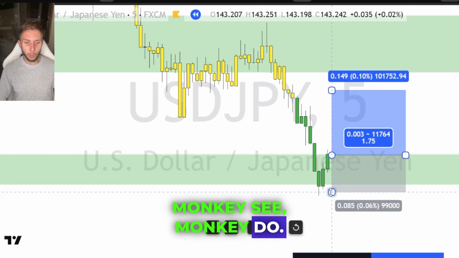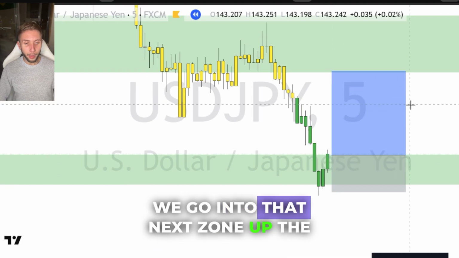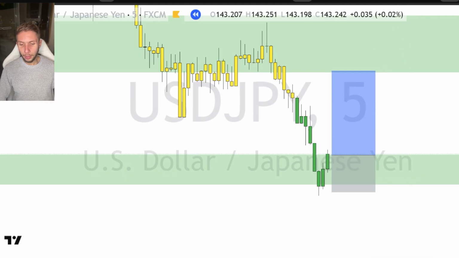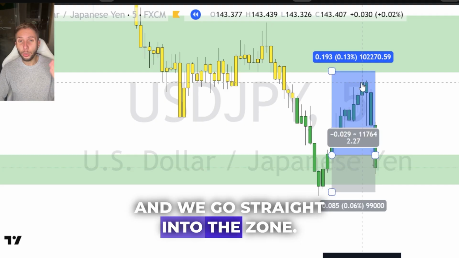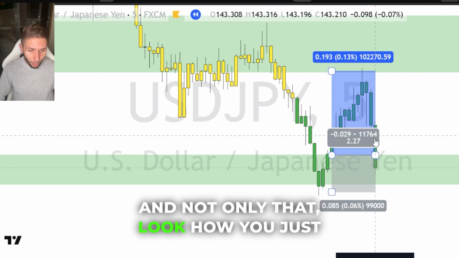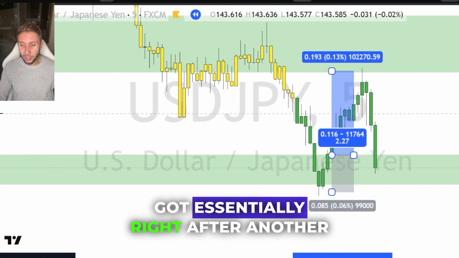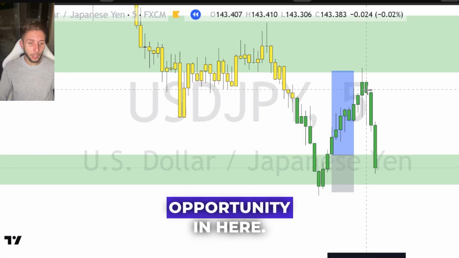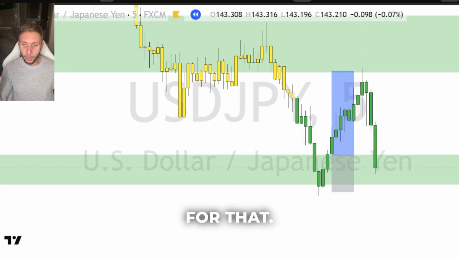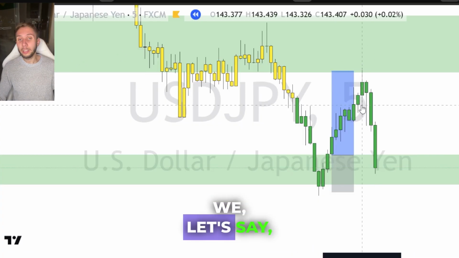Monkey see, monkey do. That is it. We got into that next zone up the top. Let's see what's gonna happen. And we go straight into the zone. I can't stress this enough. And not only that, look how you just got essentially right after another opportunity in here. Now, we won't account for that. We will not take that because we, let's say, didn't see it.